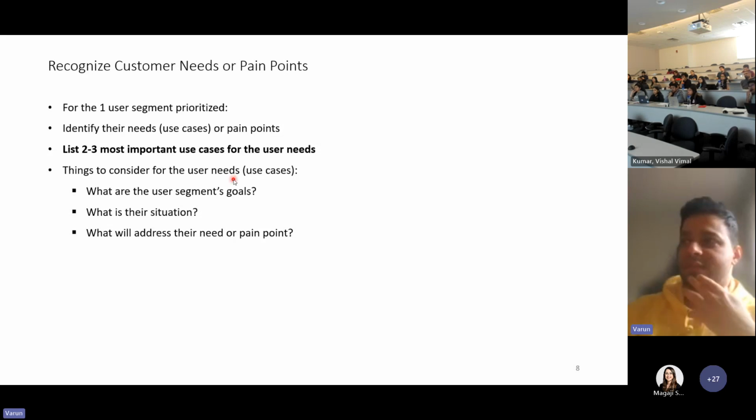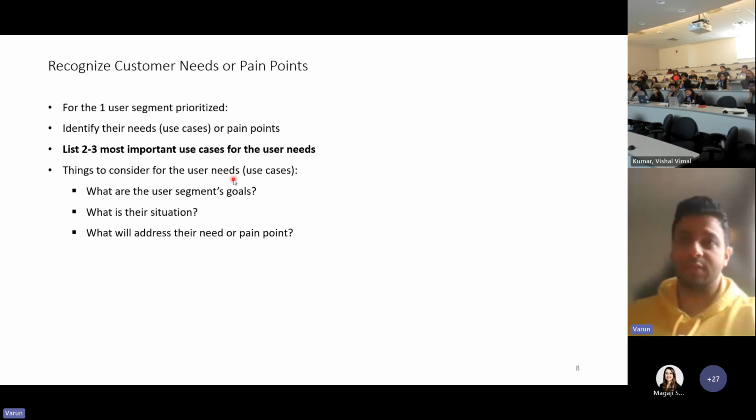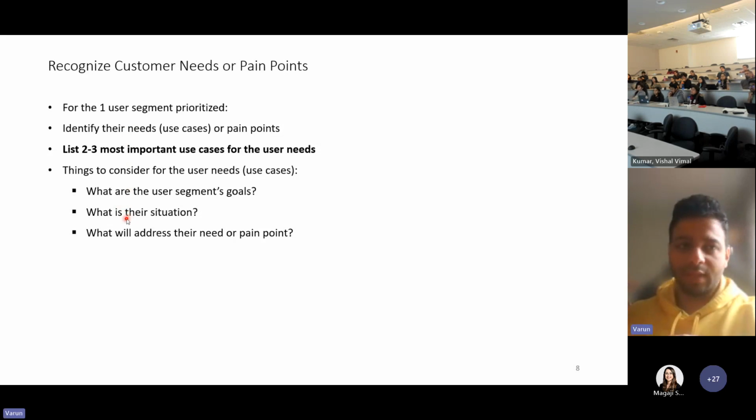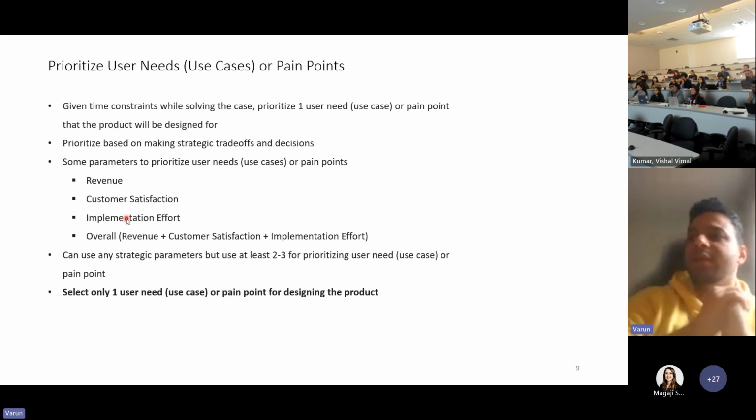So identifying the use cases or pain points, identifying the user needs. Now you list down 2 to 3 based on the user segment that you select. And then out of the 2 to 3, you prioritize one. And the way you can prioritize one pain point is asking about the user's goals, their current situation, how their pain point is usually addressed, what the feedback is, stuff like that. And that goes into prioritizing that one segment. And then you have to make some strategic trade-offs and decisions.